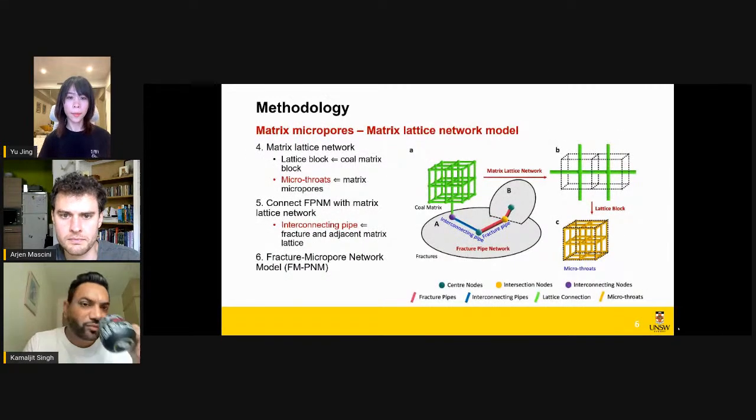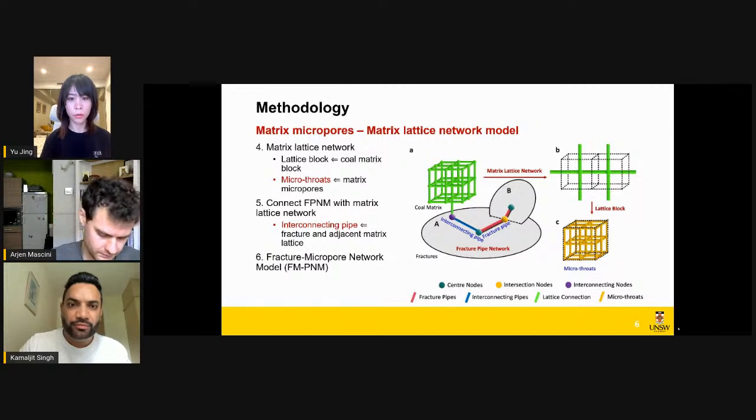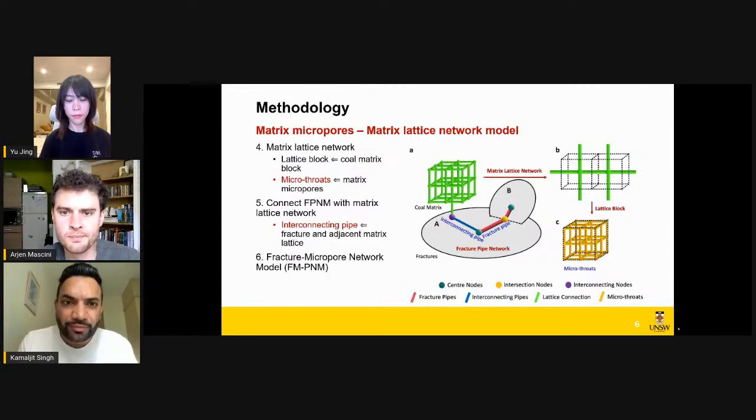And then for the matrix macropores, I will create a matrix lattice network to represent the matrix. Then I connect the pipe network with the matrix lattice network using interconnecting pipes. And then I have the fracture-macropore network model, which is shown in this figure.